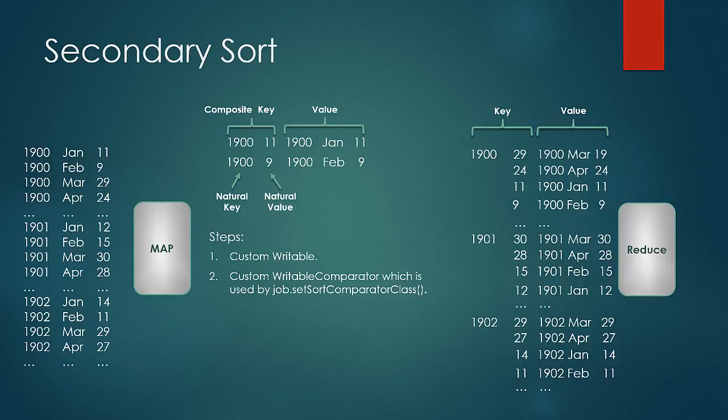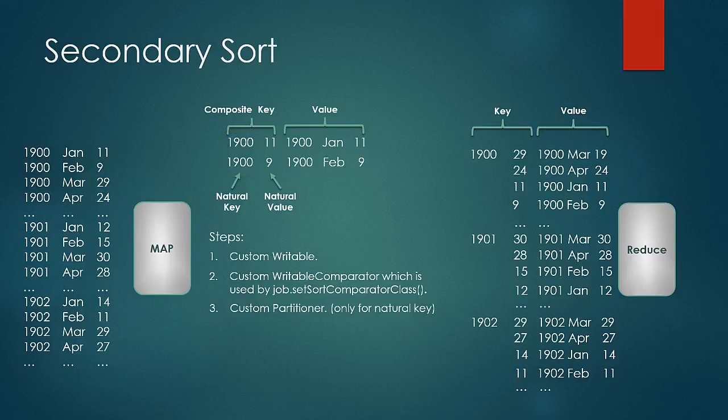Then comes the custom partitioner. This would be required by Hadoop to correctly identify which partition the record belongs to. We'll have to override the getPartition function in this, and it is always the natural key portion of the composite key which would decide the partition.